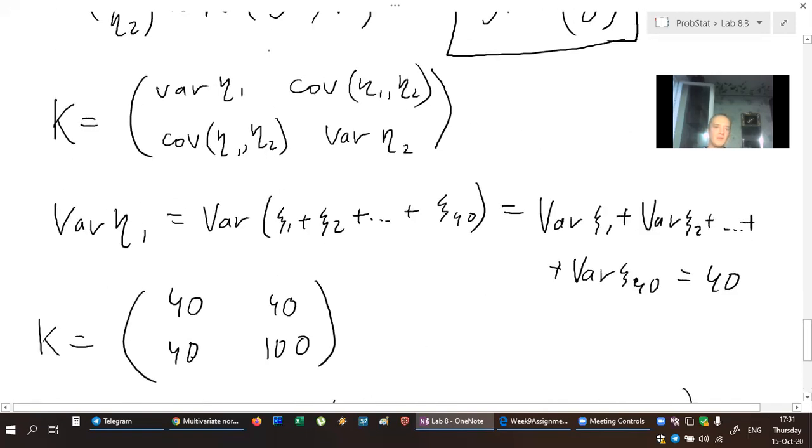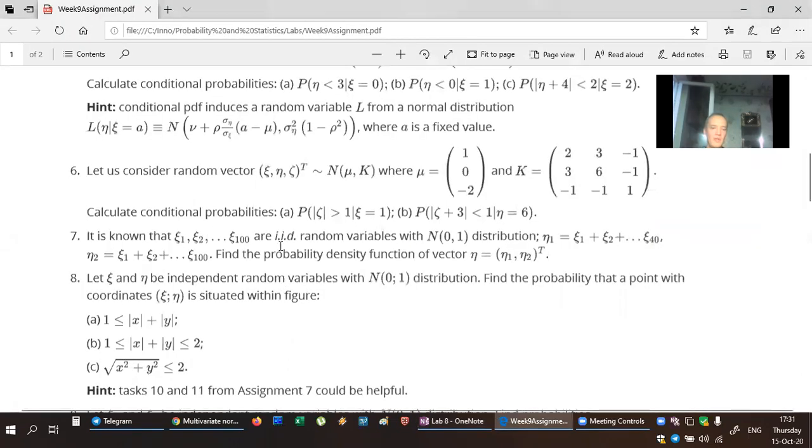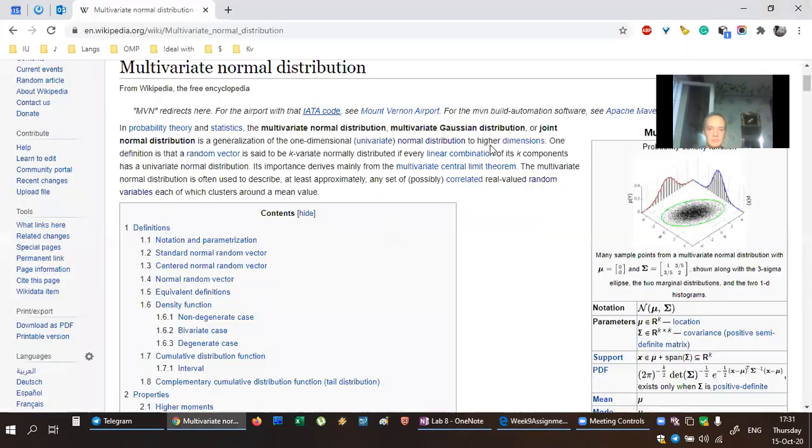So we found everything. We defined the distribution of the random vector. We found vector mu and matrix K. And knowing that, we can easily find the probability density function, right? You know how to do that, here is the formula.